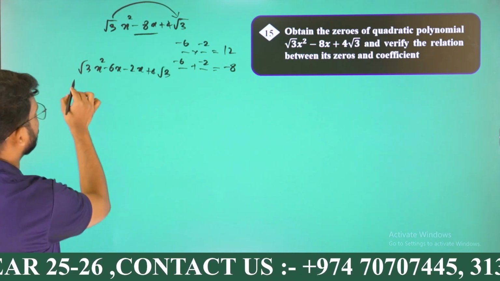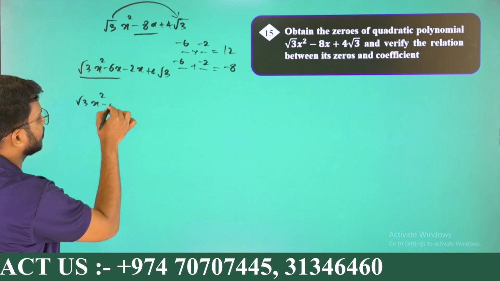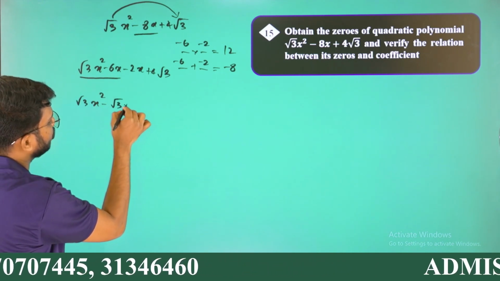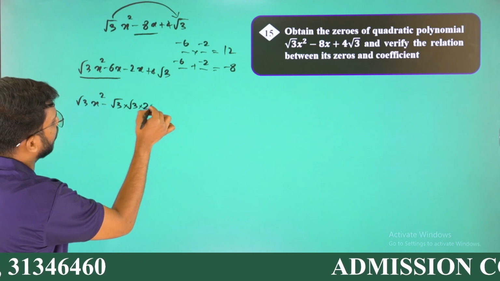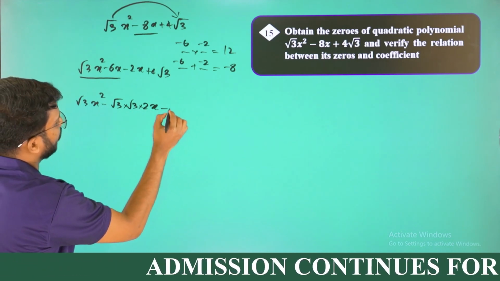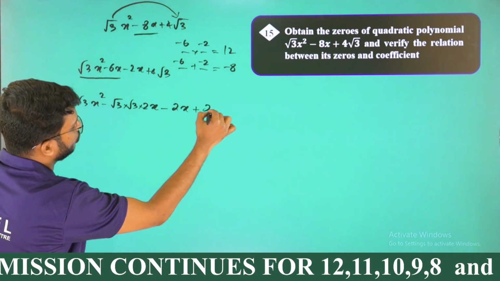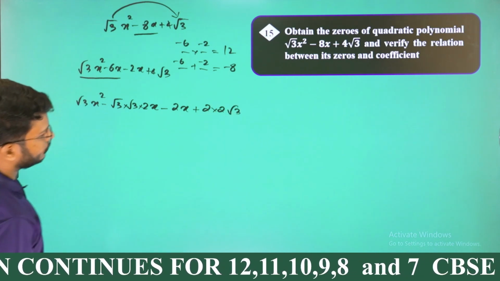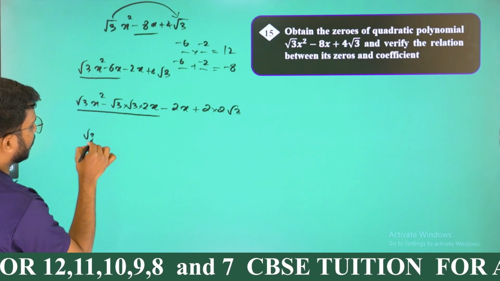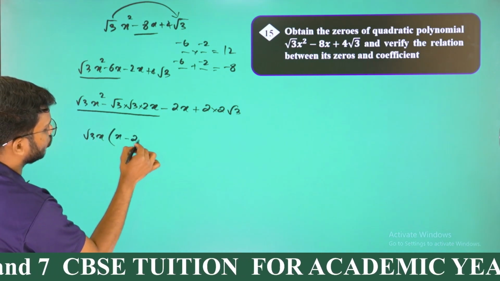Okay. So what is common here? We can write root 3x square minus 3 into 2 is 6, right? So that 3 we can write root 3 into root 3 into 2x. Root 3 into root 3, 3 into 2, 6. Then minus 2x plus here 4 you can write 2 into 2 and root 3. Then what is common here? Here root 3x is common. So x minus 2 root 3 remains.